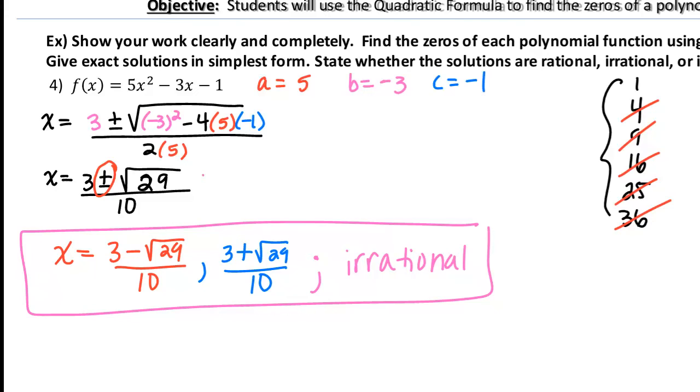Okay, so you're not always going to have a perfect square right here. You might end up with something that does not simplify, so you just split it into the 2 zeros, one with the minus and one with the plus.